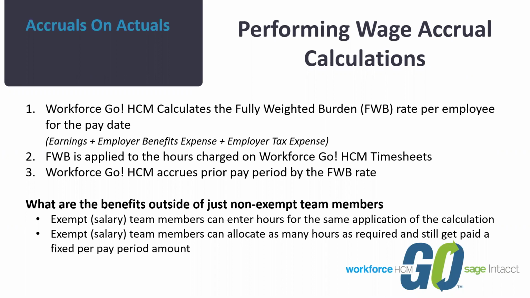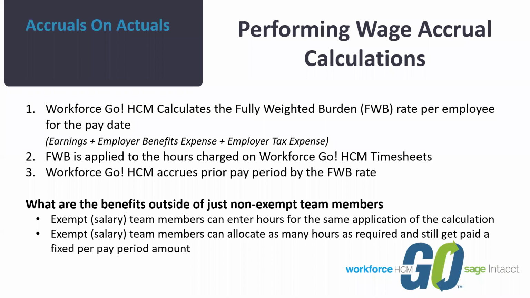So Workforce Go HCM actually calculates the fully weighted burden rate per employee per pay date. And this is done by looking at your earnings plus your employer benefit expense plus your employer tax expense. Now, with that fully weighted burden rate, we automatically apply this to the hours that are charged on the Workforce Go HCM timesheets by employee. Then Workforce Go HCM accrues the prior pay period by that fully weighted burden rate by employee. Now, this also includes, again, doing that by your Sage Intacct dimensions, looking at your projects, your department, your location, and those various ones that you're using.